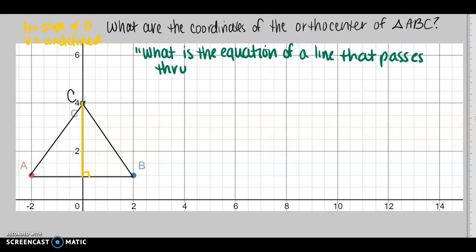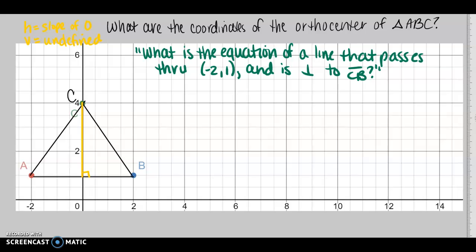Sorry, I had just a little technical difficulties there. Actually, instead of putting point A, we're going to put the coordinate, because that's what you would see if this was an algebra problem in an algebra class. It would say, what is the equation of a line that passes through -2, 1 and is perpendicular to CB? Because that's exactly what the altitude is.